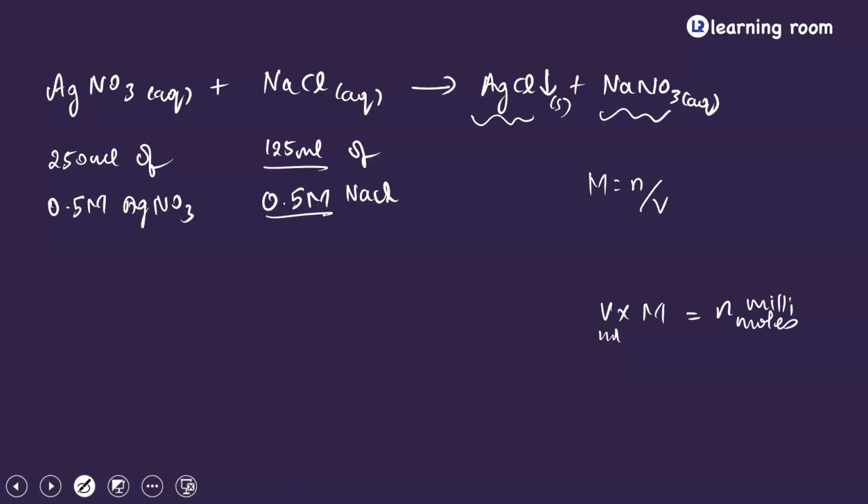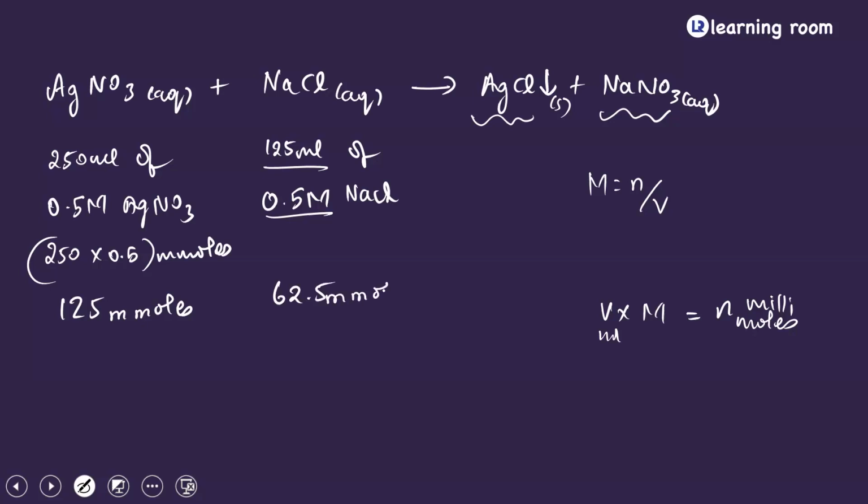125 into 0.5 milliliters. 250 into 0.5 milliliters. Clear? When you multiply volume into molarity, you get the number of moles. Does 250 into 0.5 give 125? Yes. So here you will have 125 millimoles and here you will have 62.5 millimoles. So here, if you see, the number of moles is not the same.